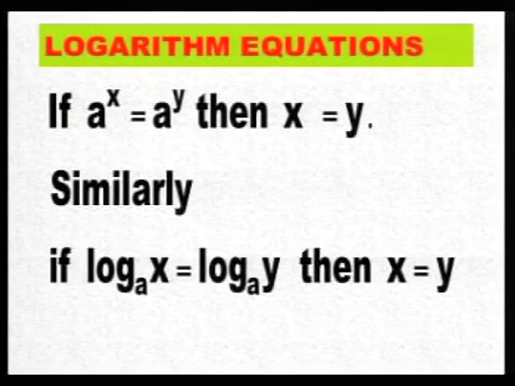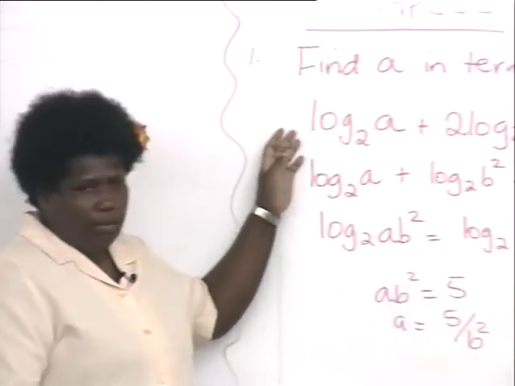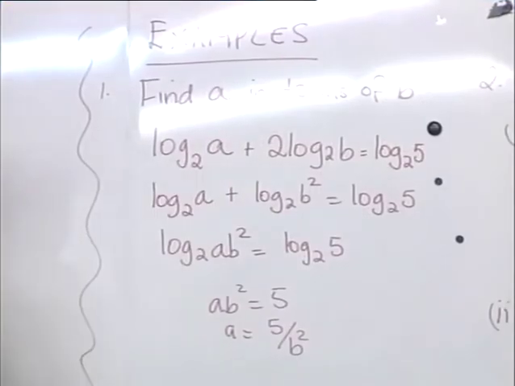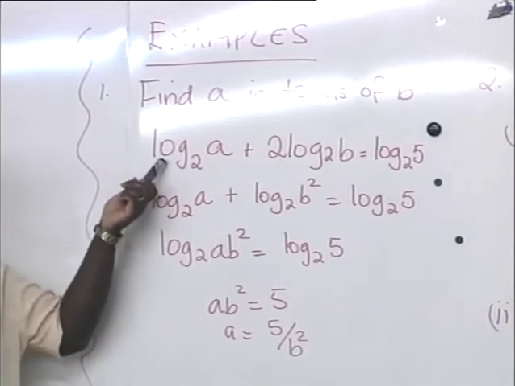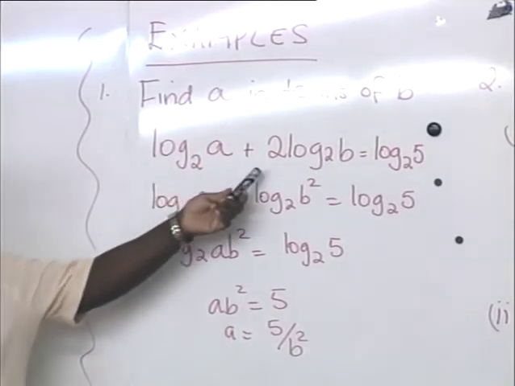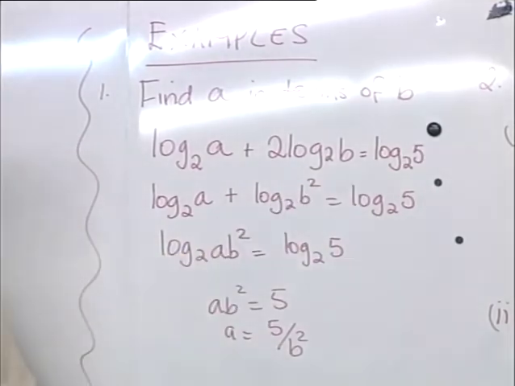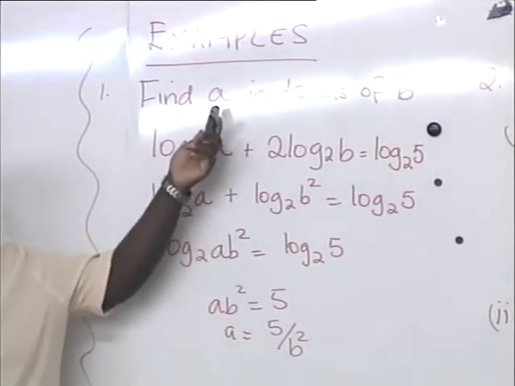Note it should read log of x base a and log of y base a. It's got to be to the same base. Okay, I've got 3 examples which are very simple to follow on the board. The first one says find a in terms of b. In this, log of a base 2 plus 2 log of b base 2 is equal to log of 5 base 2. What do we do to answer that?